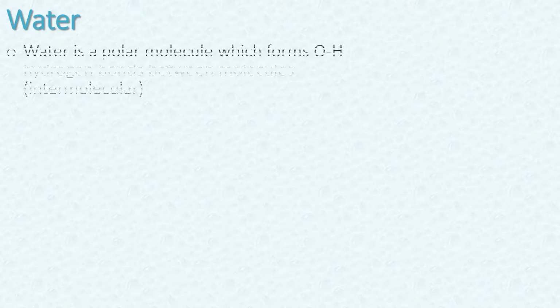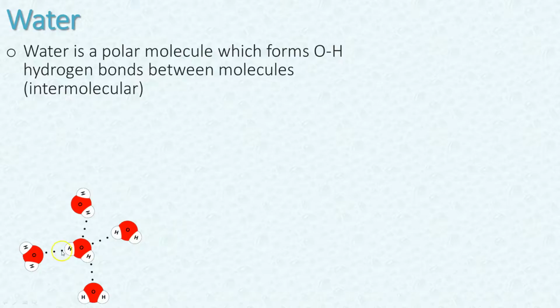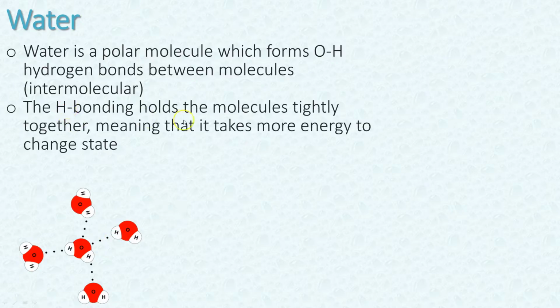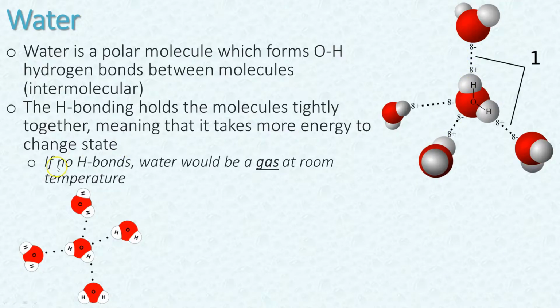Finally, we got to talk about water and how it relates to all this. Water is a polar molecule which forms hydrogen bonds between molecules. So here's my H2O right here, and I'm going to have a hydrogen bond between this slightly negative oxygen and this slightly positive hydrogen right there. So these are intermolecular bonds. The H bonding holds those molecules tightly together, meaning that it takes more energy to change state. That's why water is so difficult to go from the liquid into the gas state there. These strong hydrogen bonds and how each water molecule is going to be bonded to 4 others means it takes a lot of energy to change state. If you did not have hydrogen bonds, water would actually be a gas at room temperature. That would make drinking things very difficult.